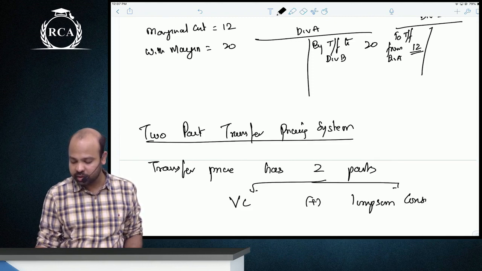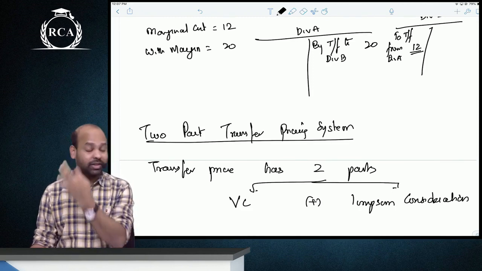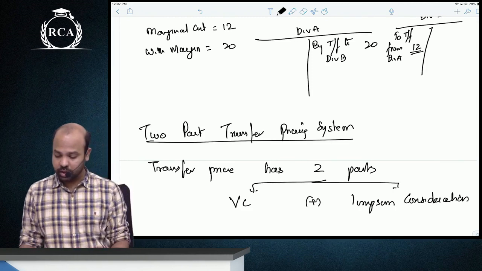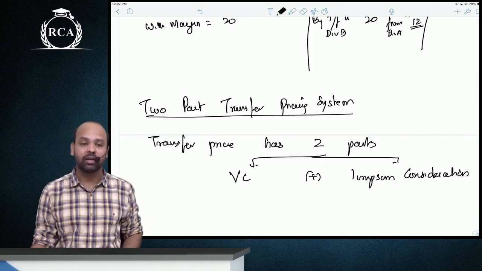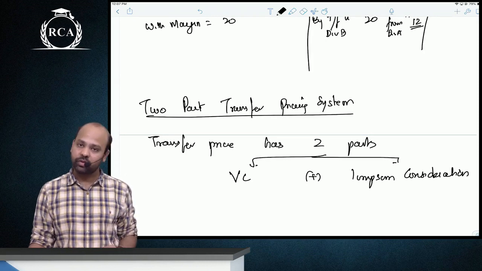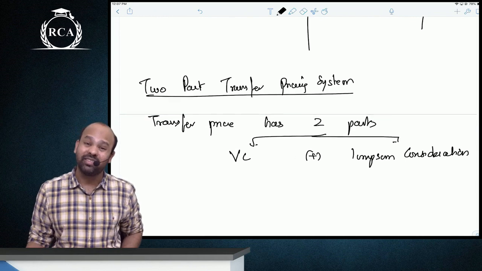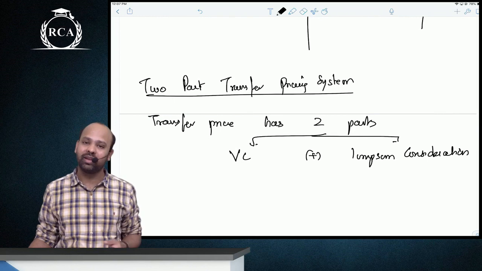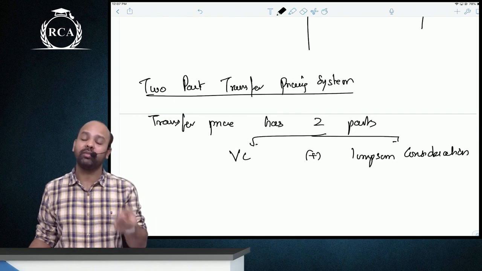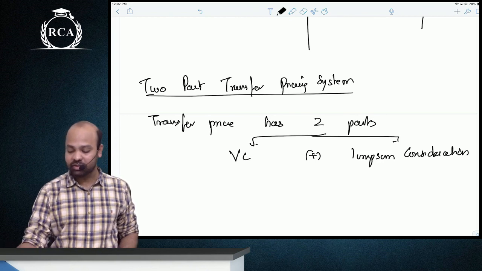This lump sum consideration will help the transferring division recover their fixed cost and make a reasonable amount of markup. Advantage to the receiving division is that as the output is increased, the incremental cost is only the variable cost of manufacturing, and not the entire thing.